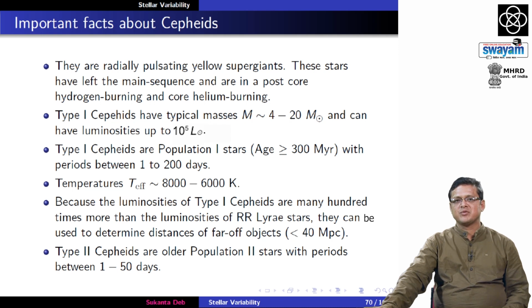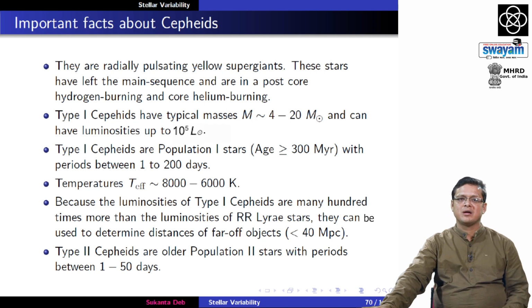Because the luminosities of type 1 Cepheids are many hundred times more than the luminosities of RR Lyrae stars, they can be used to determine distances of far off objects, and they can reach up to 40 megaparsec.